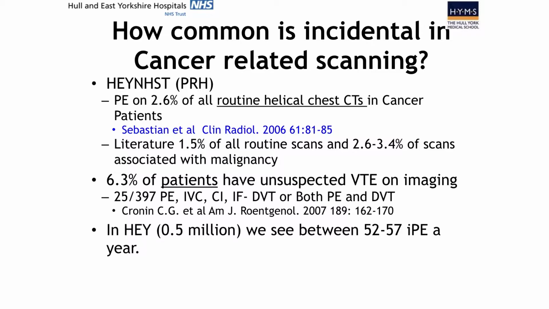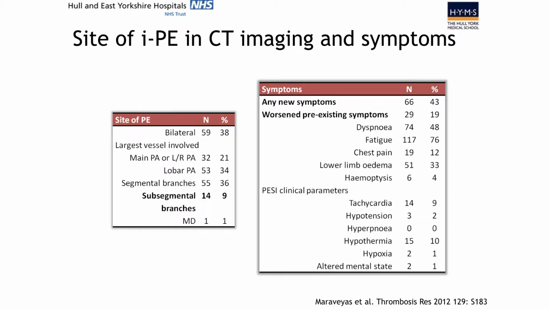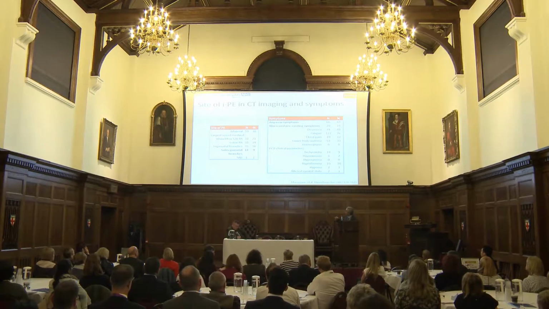In Hull, we service as a cancer center directly for chemotherapy about 500,000 people. And we see about 53 to 57 incidental pulmonary emboli a year. That's reproducible because we have been collecting the data now for about 8 years. This is some data that we published 2-3 years ago on our first 155 patients. And you can see the first thing is that the majority of these are actually proximal. So they may be incidental, but they are proximal.